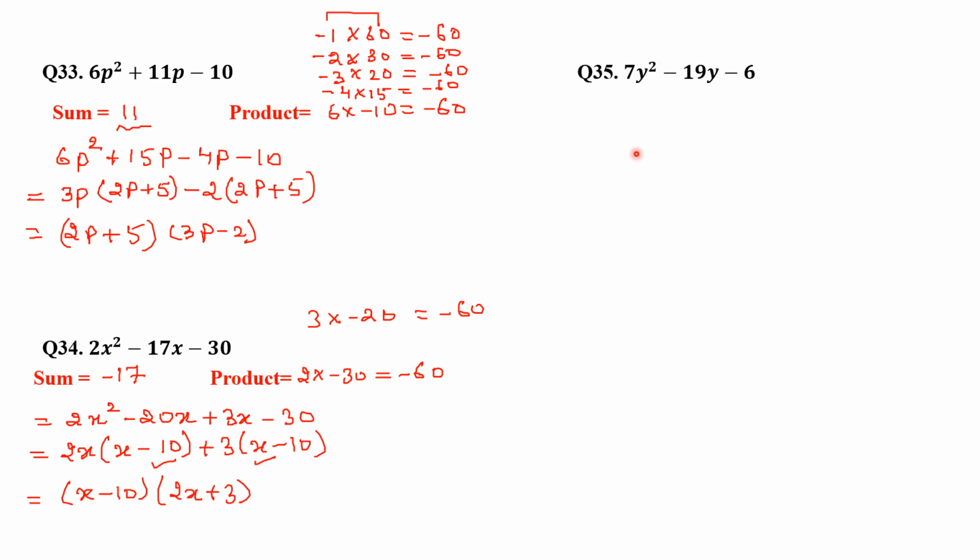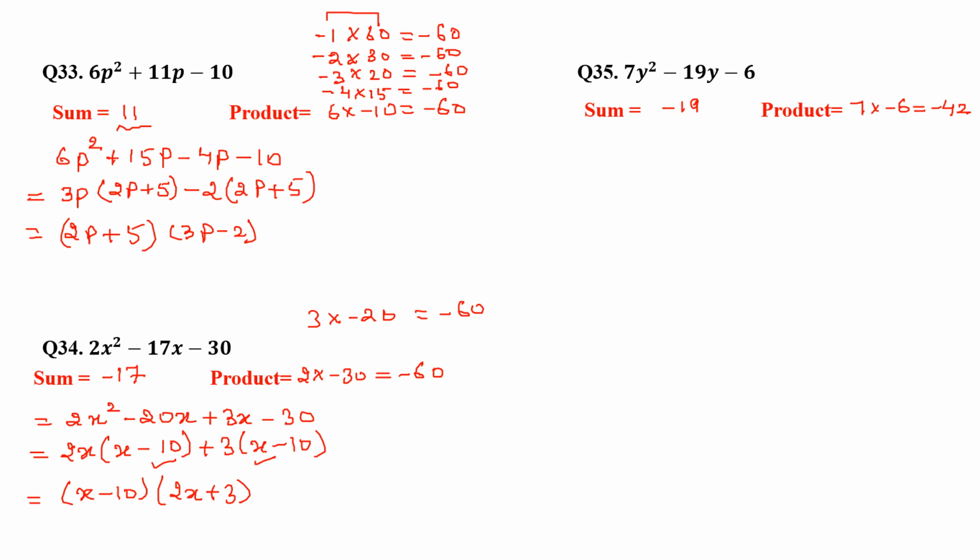Now question number 75. 7y square minus 19y minus 6. So here also the sum should be minus 19. You have to find out two numbers whose sum is minus 19. And product should be 7 into minus 6, which is minus 42. So it's like the previous question where sum and product both were negative.